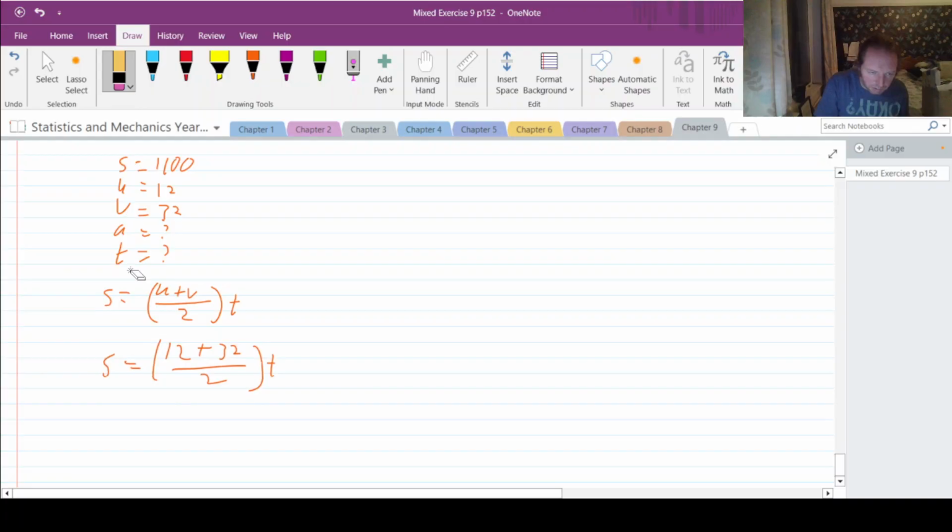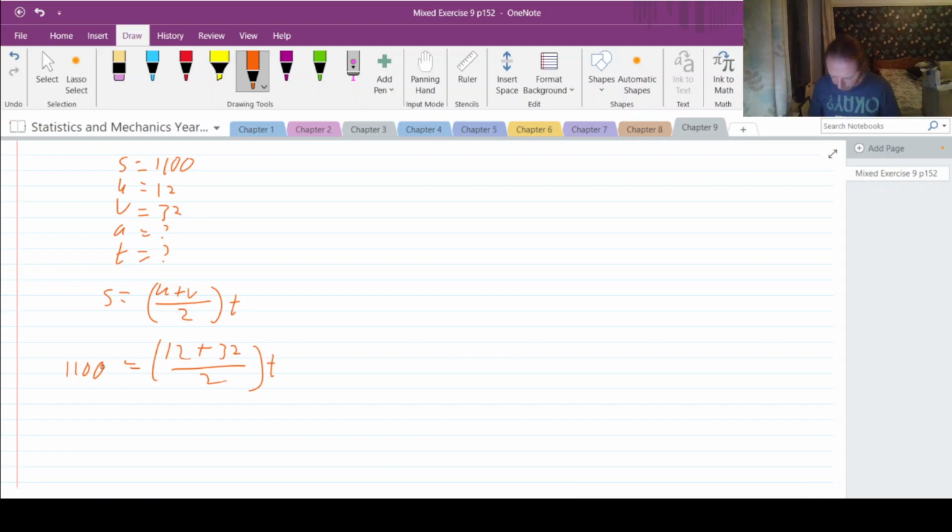I do actually know the S, why haven't I written it in? 1,100. So 12 plus 32 is 44, divided by 2 is 22. 1,100 divided by 22 is 50. 50 seconds is equal to T.